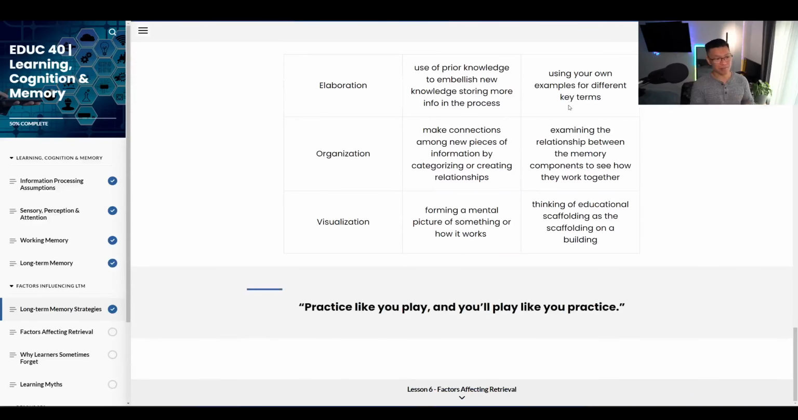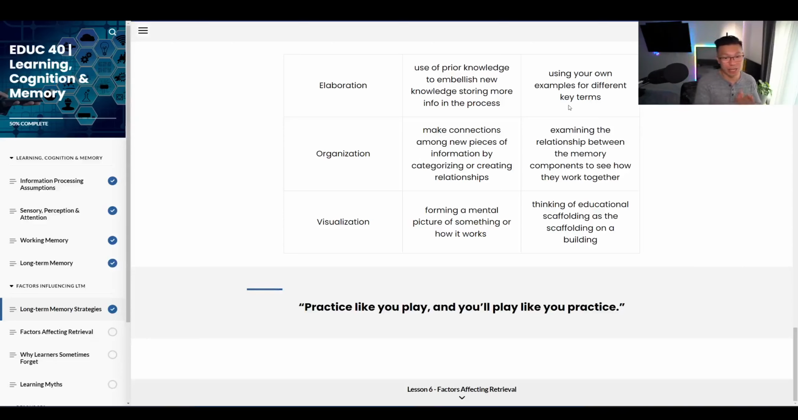And so, the last advice that I have for long-term memory strategies is that you'll play like you practice. What I mean by that is, maybe you're on a sports team, and oftentimes when you're actually competing at a match, let's say a basketball game, it's a high pressure situation. So when we're practicing, we want to practice in high pressure situations.